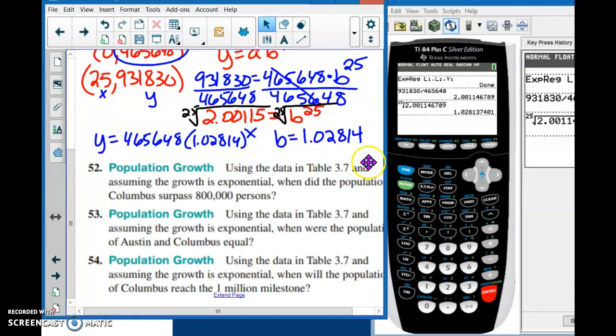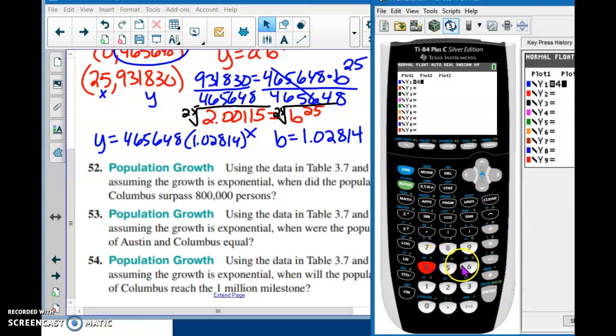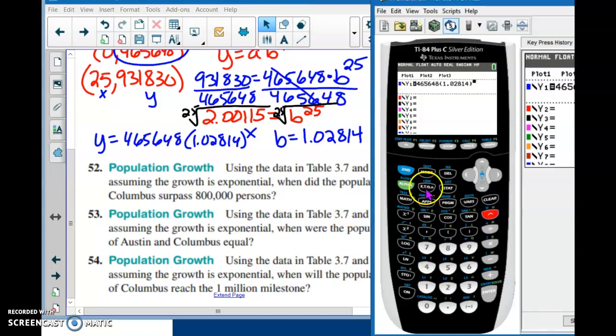But I'll walk you through it one more time because why not? So clear all this out, and I'm going to turn off my stat plots so that doesn't give me any trouble. And let's see. So I've got 465648, parenthesis. I wonder if I could do second answer. Anyway, 1.02814 raised to the x power. Okay, so hopefully you're good with that.